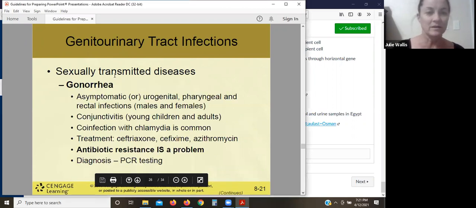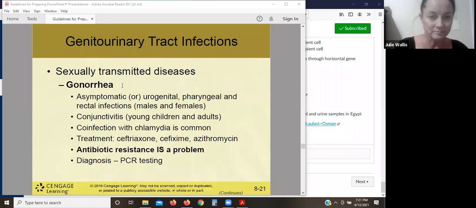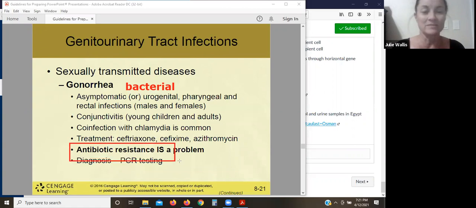All right, gonorrhea, also a bacterial infection. So again, treatable with antibiotics, although with gonorrhea, one of the things that you need to know is antibiotic resistance is a huge problem. For the most part, gonorrhea is resistant to penicillin because of the usage of it.